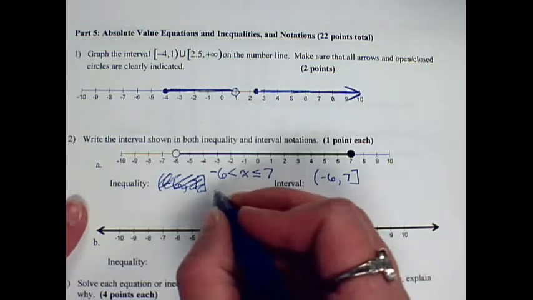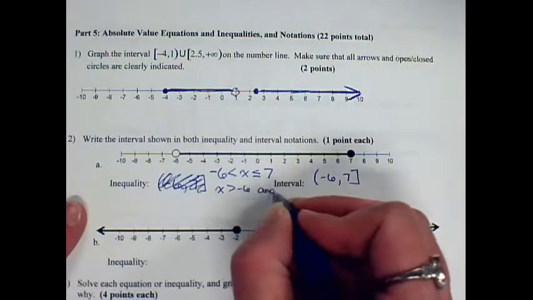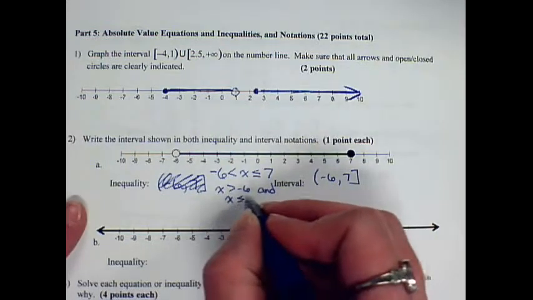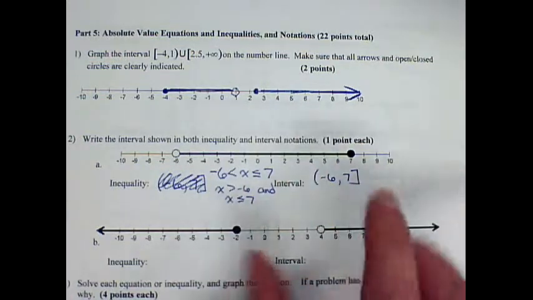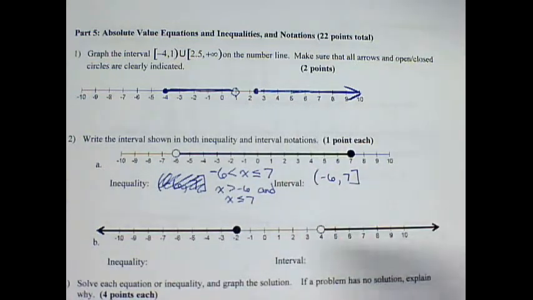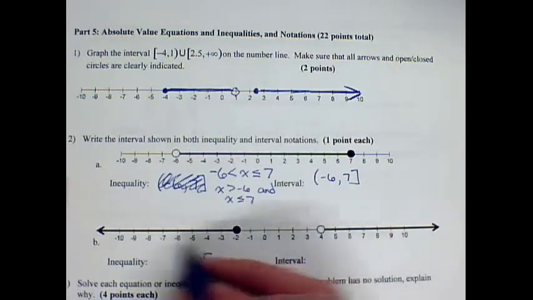You could have also said x is greater than negative 6 and x is less than or equal to 7. When it's combined like this, it's an and. It's a gap, it's an or. So let's go ahead and do the inequality version so I'm doing it the right way.